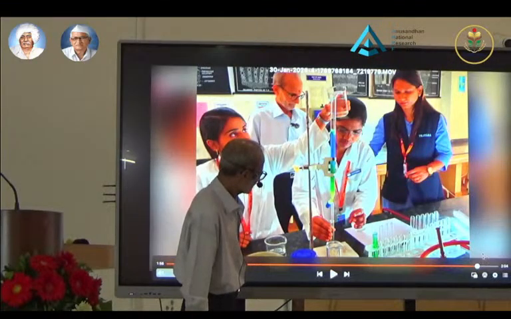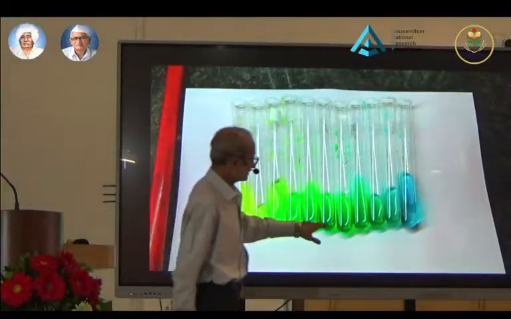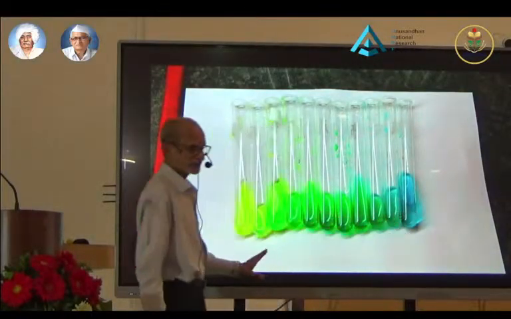Now you can see yellow, green and finally blue getting separated by the column chromatography.